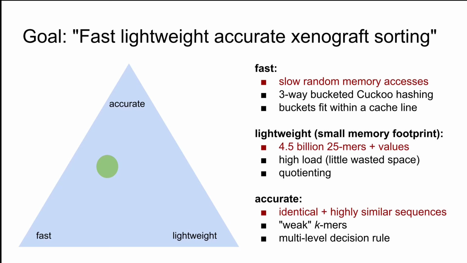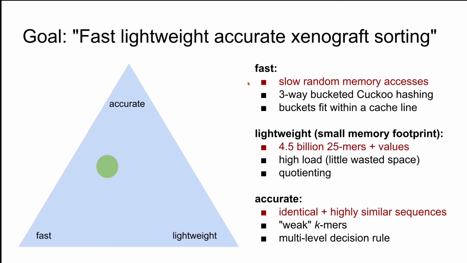We want to be fast, we want to be lightweight, which means to have a small memory footprint, and of course we want to be accurate, so we want correct classifications. And for each of these 3 goals there is a limiting factor. Obviously we can't be as fast as we want because we have to look up the associated data for each k-mer, and the random memory accesses are slowing us down.